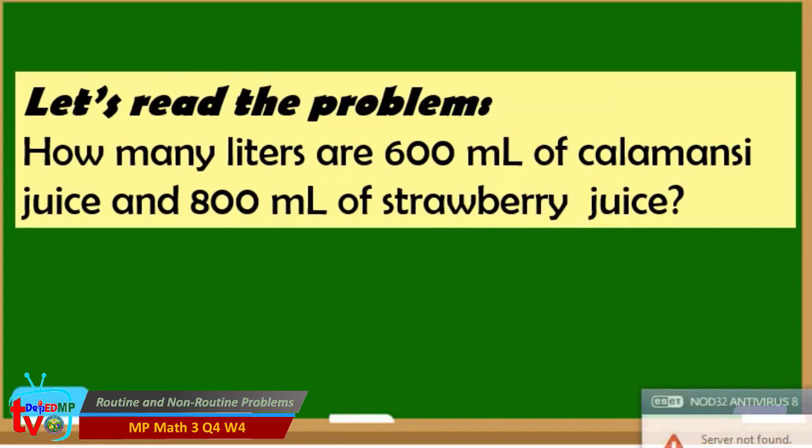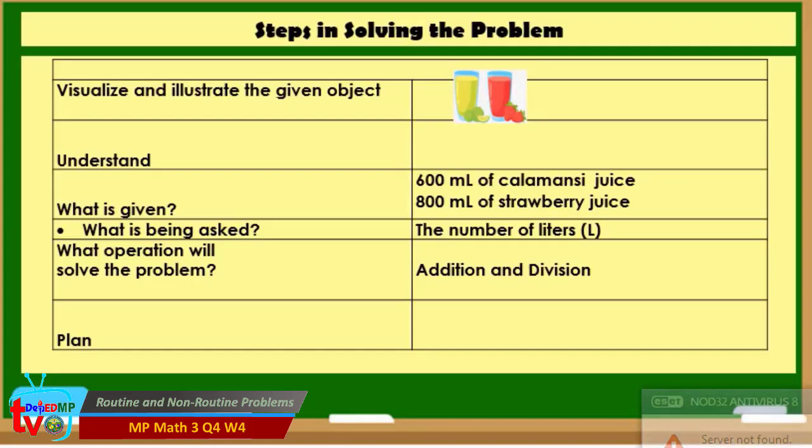Let's read the problem. How many liters are 600 milliliters of calamansi juice and 800 milliliters of strawberry juice? Here are the steps in solving the problem. Visualize and illustrate the given object. Understand. What is given? 600 milliliters of calamansi juice and 800 milliliters of strawberry juice. What is being asked? The number of liters.